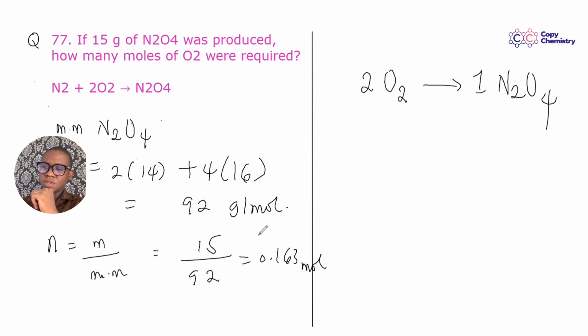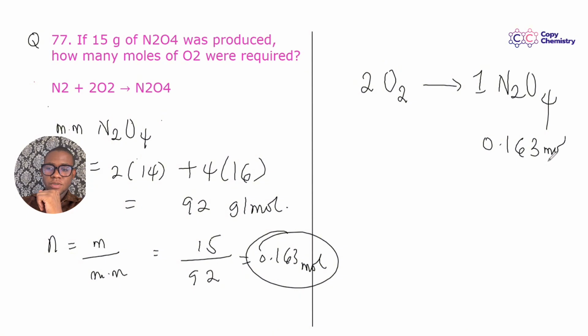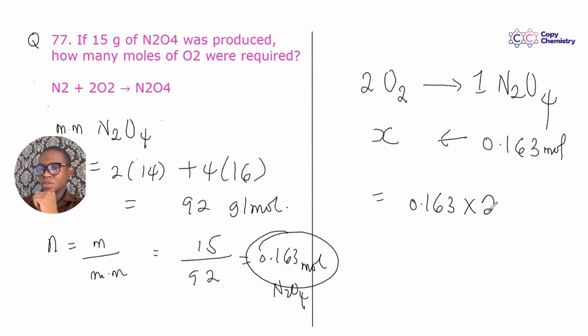And 15 grams of N2O4 is actually this many moles of N2O4. So if I had to deal with 0.163 moles of N2O4, I would require a particular amount of oxygen to do that. And that would just be 0.163 multiplied by 2.